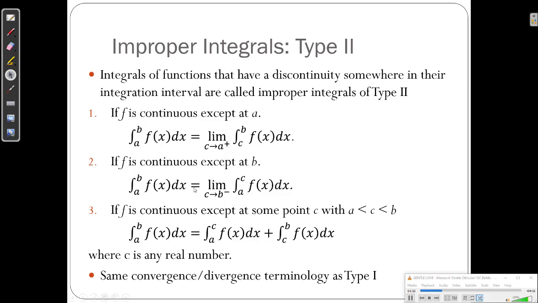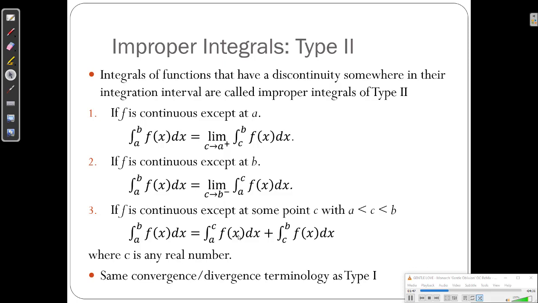And they have a similar thing for the upper limit. Again, you just replace it with a placeholder and then take that placeholder towards b, this time from the left because it's the right endpoint. And of course, if you have it somewhere in the middle, then you have to split your integral at that point, at your discontinuity, and evaluate both integrals, using limits for both of them.